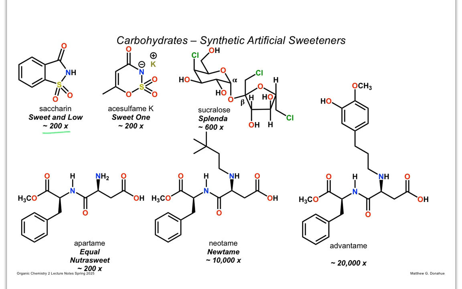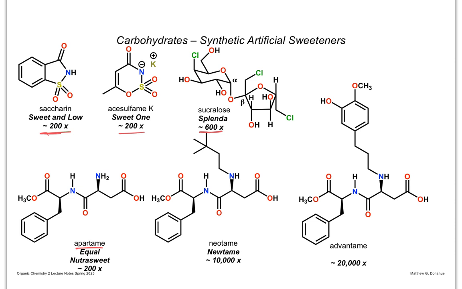That's about 200 times as sweet as table sugar. Sweet One, which is acesulfame K. We saw sucralose already. Equal or NutraSweet is aspartame. It's about 200 times as sweet. So Equal, if you look at that structure, is made up of 2 amino acids. We would call that a dipeptide.